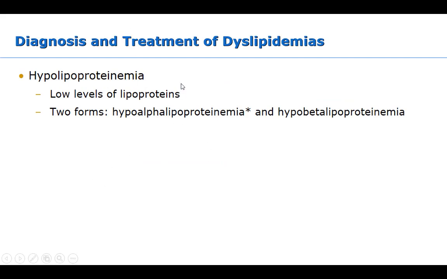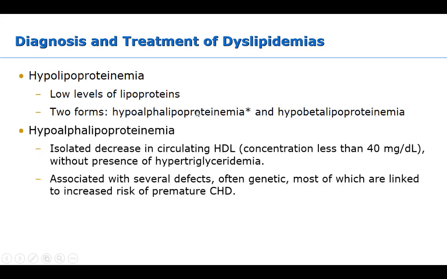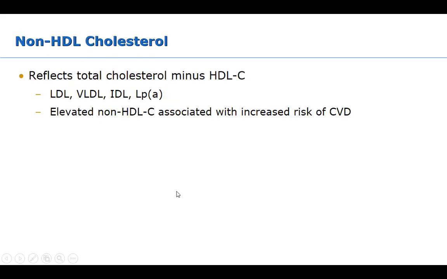Hypolipoproteinemia now, low levels of lipoproteins: hypo-alpha lipoproteinemia and the beta, as I told you earlier. Alpha lipoproteinemia is an isolated decrease in HDL. So LDL is not decreased, but HDL is decreased. This will increase the risk of coronary heart disease. Now, sometimes we can measure non-HDL cholesterol: measure cholesterol in the HDL and measure the whole cholesterol which is not in the HDL.